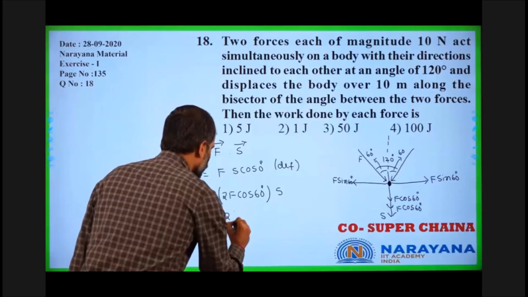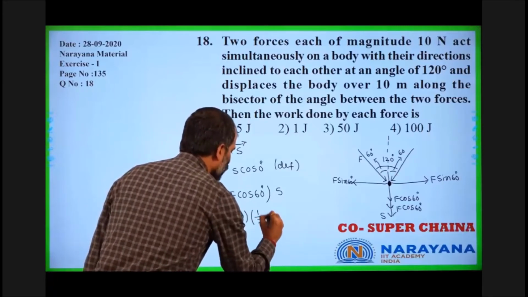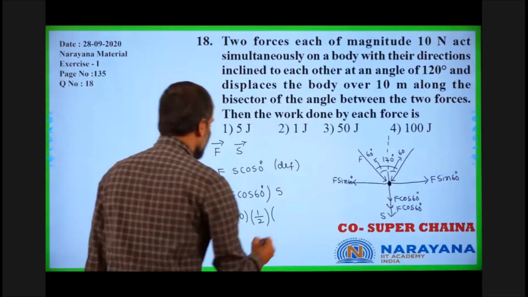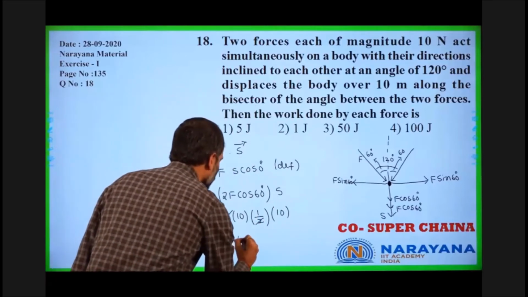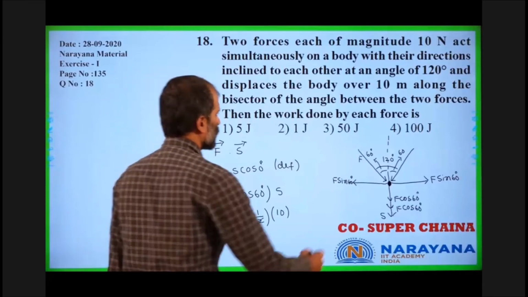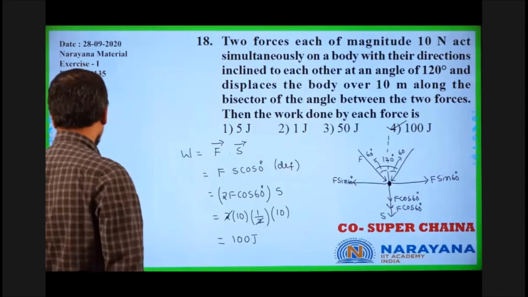Now with the given data from our problem, it is 2F cos 60 into S. It is 2 into F is equal to 10, cos 60 is equal to 1 upon 2, into the displacement over here which is 10 meters. The 2 into 1 upon 2 gets cancelled off, which is now equal to 100 joules. Right, which matches with our fourth option.